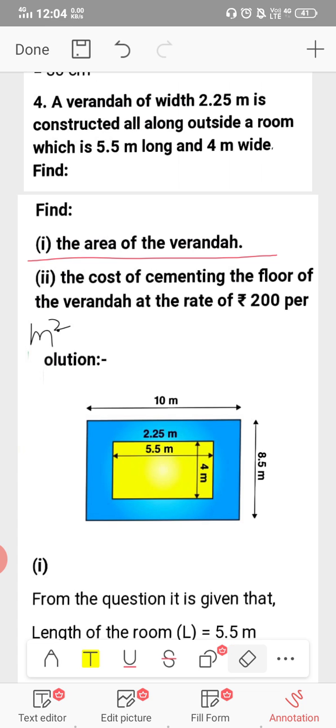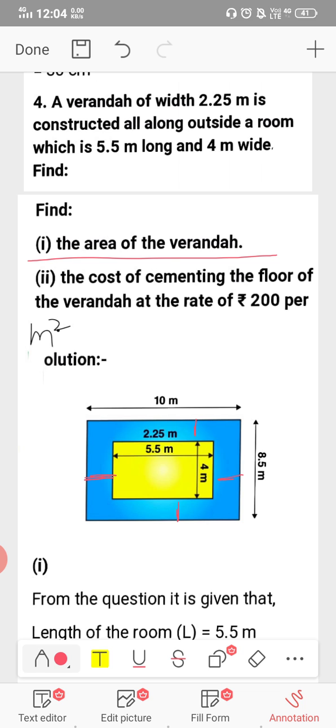Now we will draw a veranda over it, around it, at a width of 2.25 meter. So this width is 2.25, this one also 2.25, this one also 2.25, and this one also 2.25.